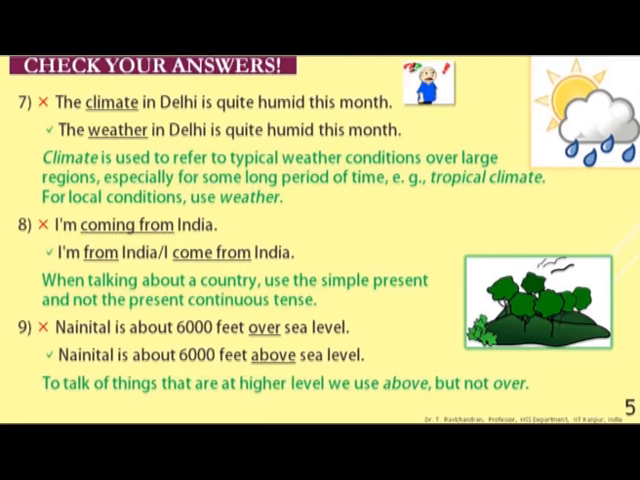The next one, Nainital is about 6,000 feet over sea level. Now, this is about the use of the word over and above. The correct answer is Nainital is about 6,000 feet above sea level. The explanation, to talk of things that are at higher level, we use above, not over. Okay.